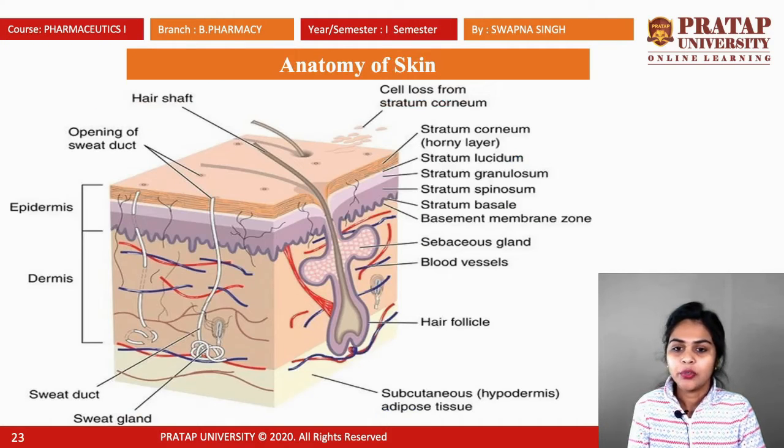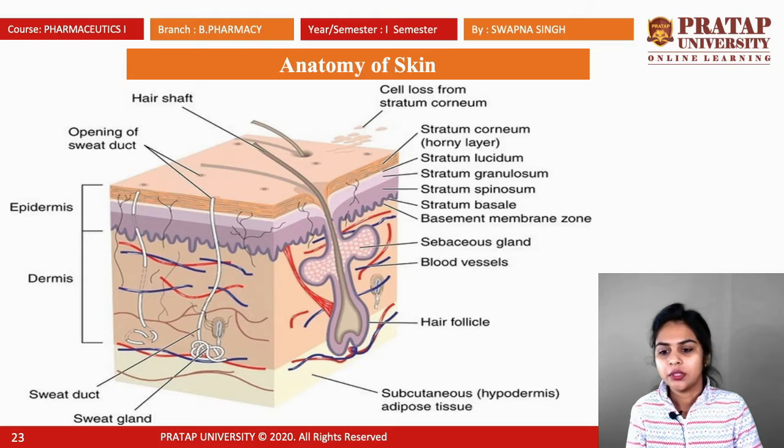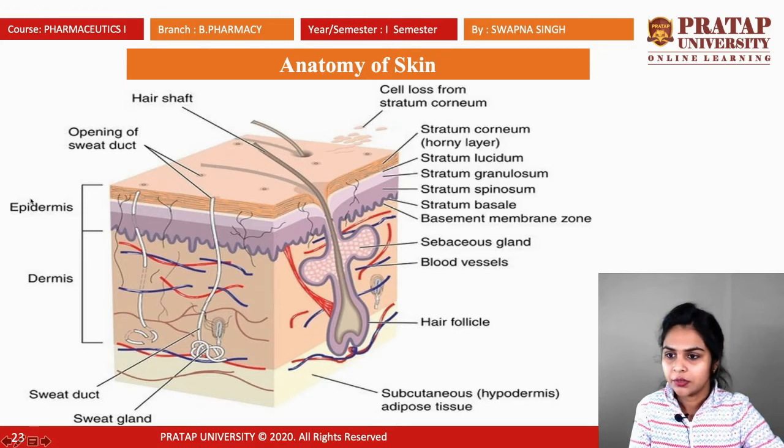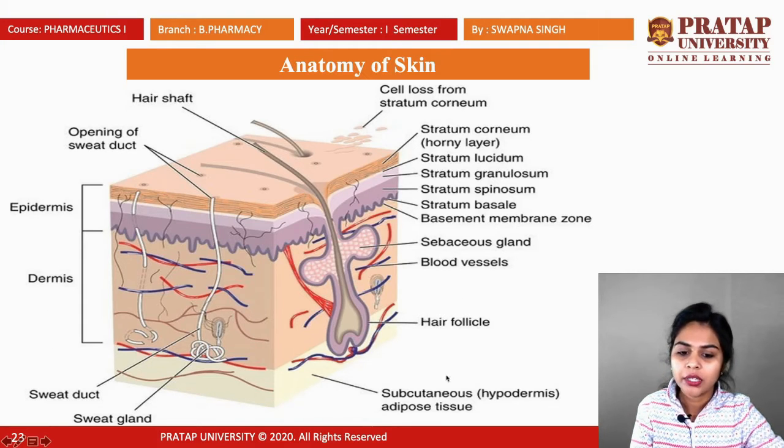Next one is anatomy of skin. Anatomy of skin is very important in the case of semi-solid preparations, because we formulate semi-solid dosage forms for topical problems. So we need to know about the anatomy of skin. This is the diagram of skin. There are three layers. First one is the epidermis layer, second one is the dermis layer, and the third one is the subcutaneous layer.